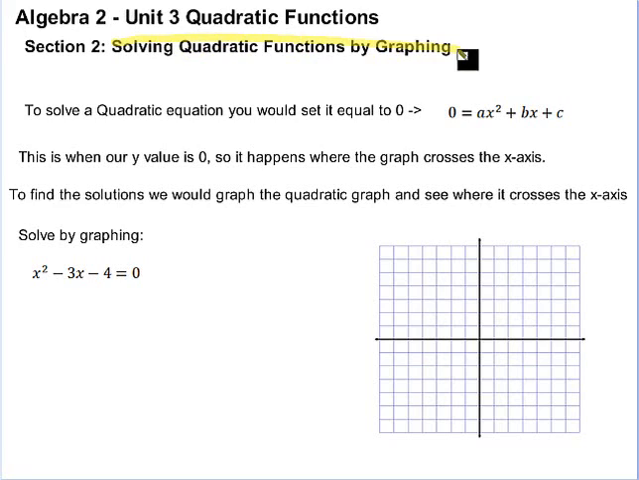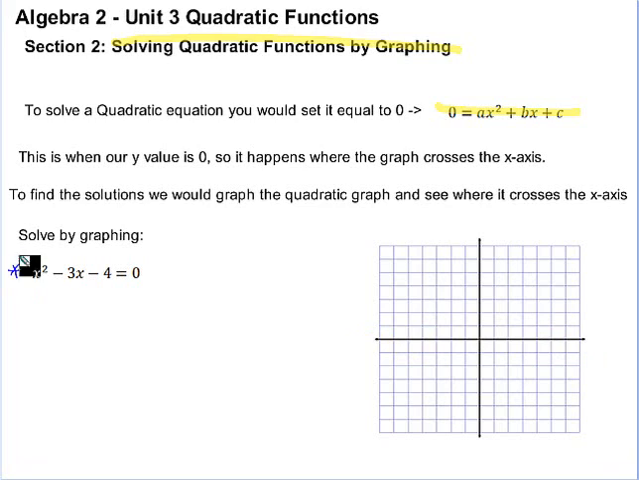So, to solve a quadratic equation, you would have to set it equal to 0. So we would have 0 equaling our ax squared plus bx plus c. We know what happens when our y value is 0, and that tells us where we cross the x-axis, which would then allow us to actually solve this. So all we need to do is graph our quadratic and then figure out the numbers at which it crosses the x-axis.